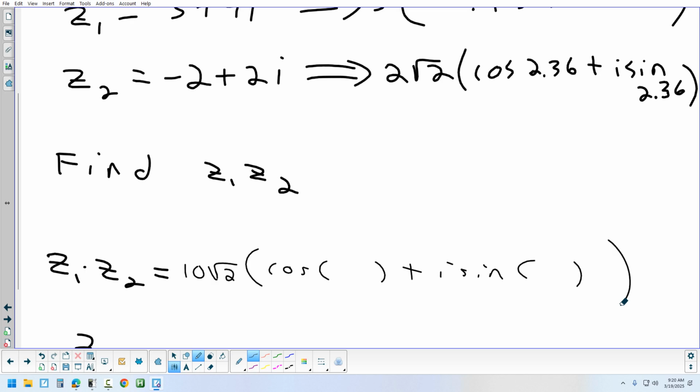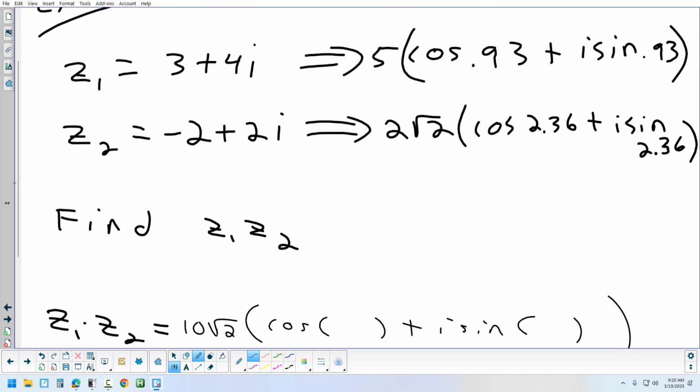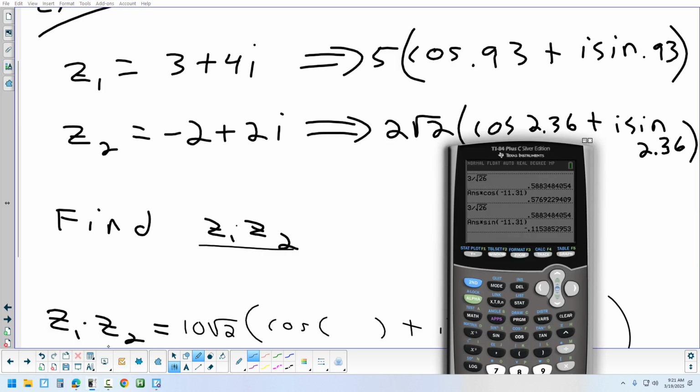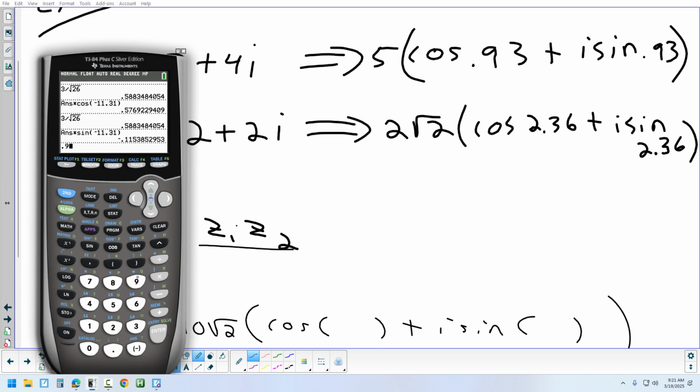Now we need our angle. My first angle is 0.93, and that's radians because there's no degree on it. But it's fine. It doesn't matter if you do radians or degrees. We just have to know what to do with the two angles when we multiply. So what am I going to do with theta 1 and theta 2? Yep. You're going to add them. So 0.93 plus 2.36, 3.29.